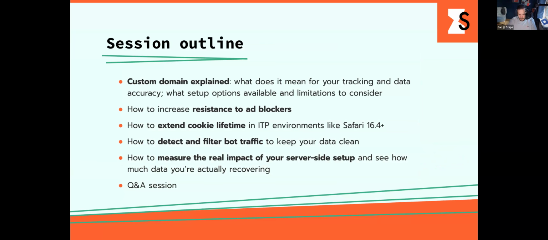We're going to talk about how we can bypass ad blockers, what needs to be done for that. There's a section on cookie lifetime and multiple approaches on how you can bypass ITP restrictions in Safari and iOS. How to detect bot and filter bot traffic. That's for the dessert. And then how to measure the real impact of your server-side setup. I'm going to show you a few things in your Stape accounts, which you can pretty much enjoy. And obviously, there will be a Q&A session at the end.